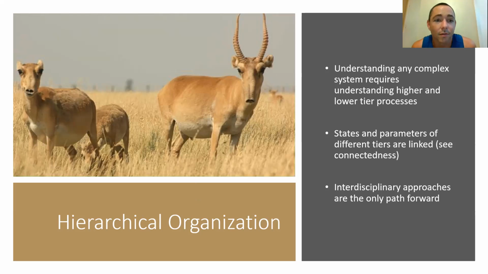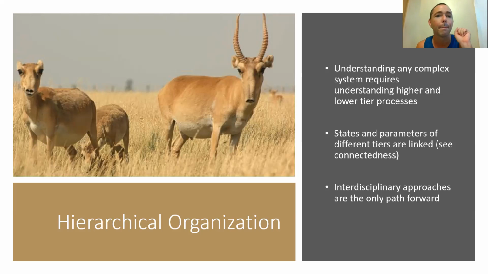And that means that in order for us to understand any tier of organization, we have to have crosstalk between different disciplinary boundaries. That's almost certainly an option on one of your exam questions, but it's something I've said before. States and parameters. The states of one system feed back into the parameters of other systems. Parameters are oftentimes shared by multiple systems, right?